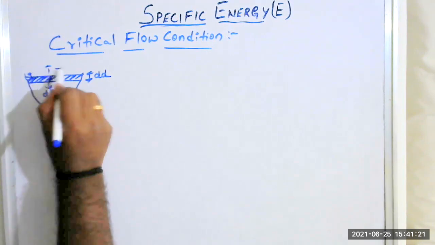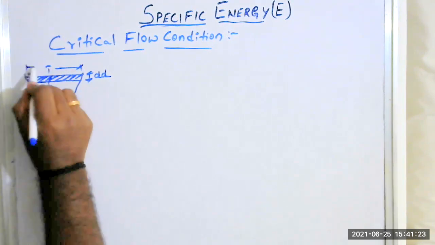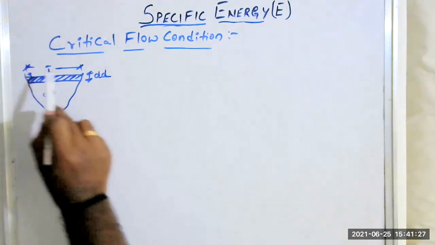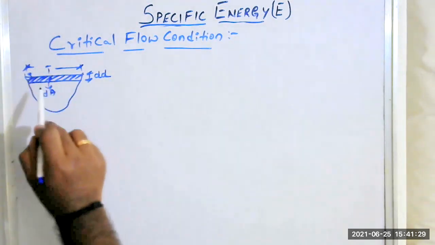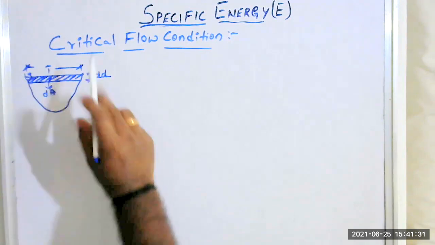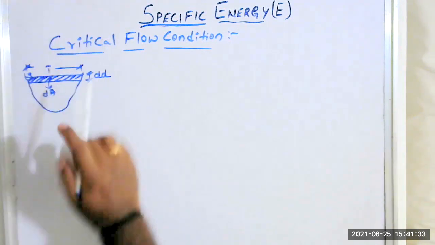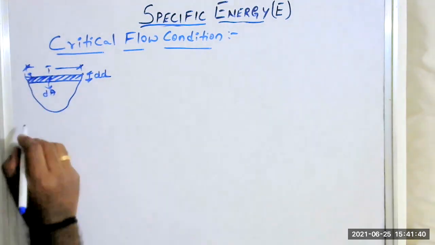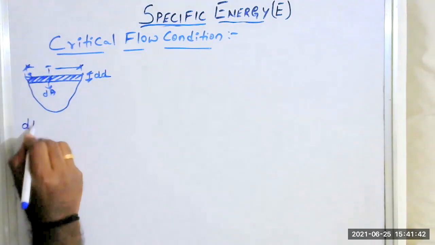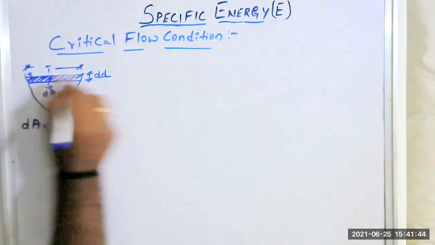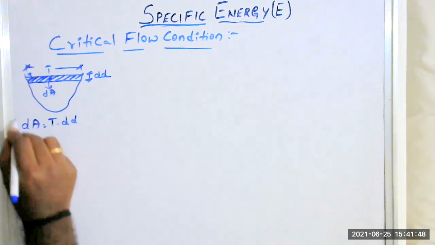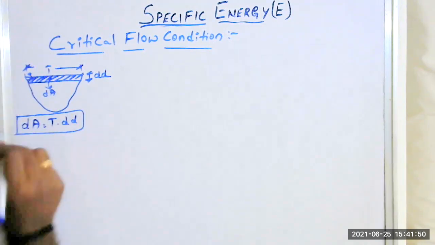This is T, the top width of the channel at the free surface. So T is the top width of the channel at the free surface, dA is the small area at the free surface, and dd is the depth of that small strip we have taken at the free surface of the channel. So from this I can write this area dA is nothing but this total width T into depth dd. Keep this on one side.